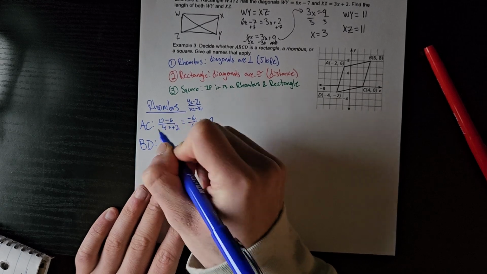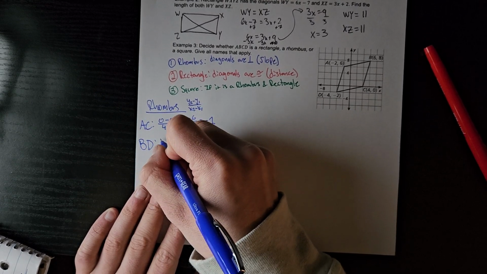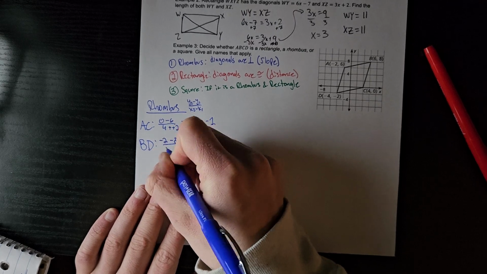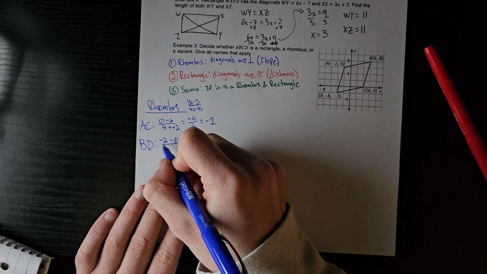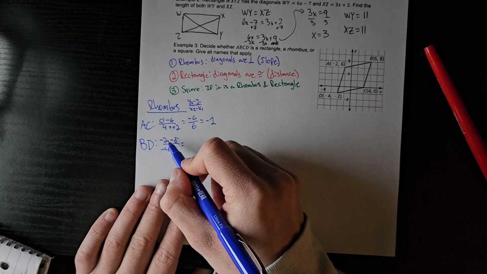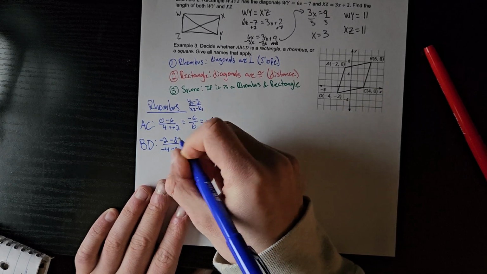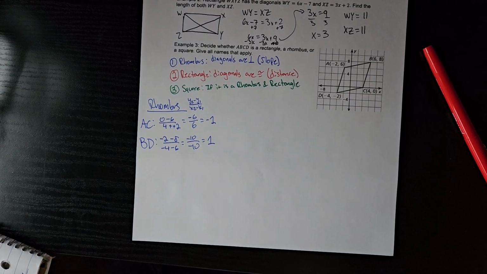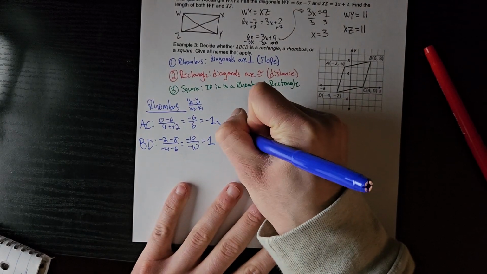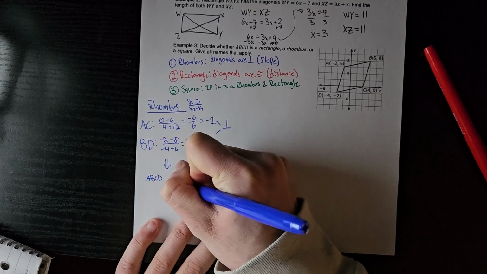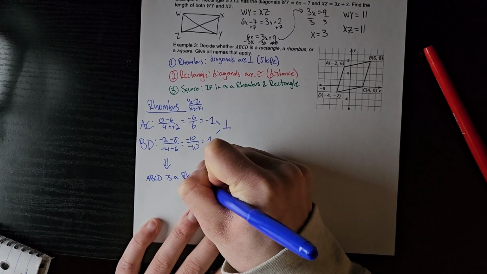For BD, I have negative 2 minus 8 over negative 4 minus 6. That's going to give me what? Negative 10 over negative 10. And that's going to give me 1. Negative 1 and 1. These slopes are perpendicular to each other. So I can say that ABCD is a rhombus.